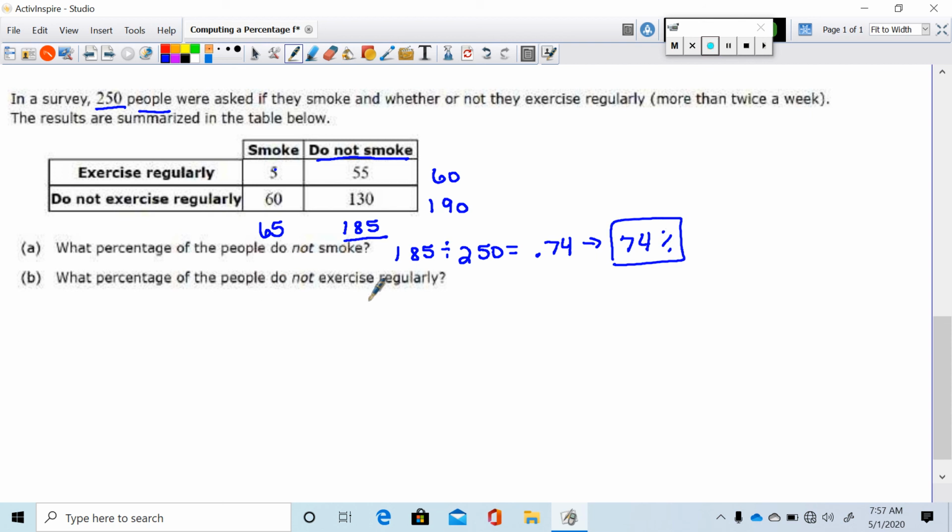What percentage of the people do not exercise regularly? Okay, that goes straight across, so that's 190 divided by 250 people total. 190 divided by 250 is 0.76, but to change it to a percentage, you want two numbers after the decimal, so 76%.